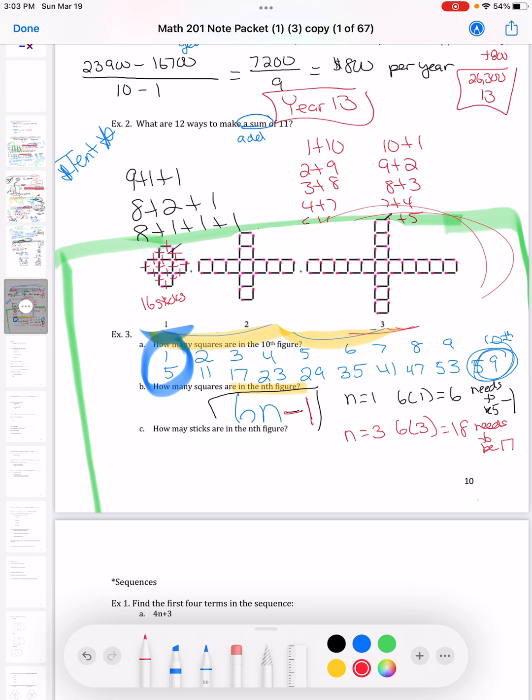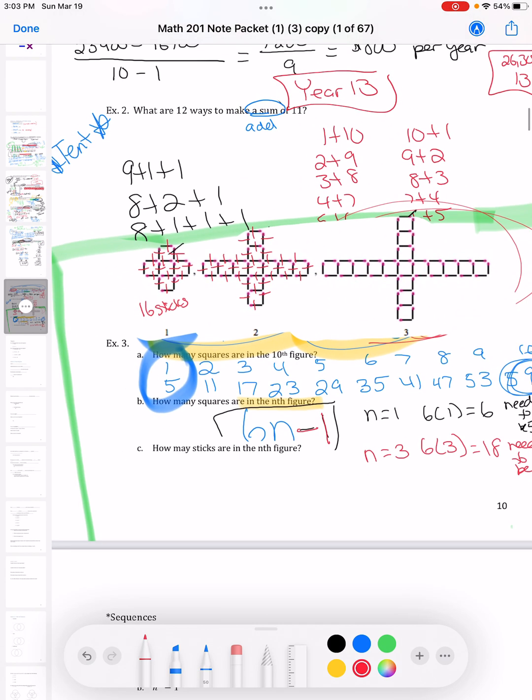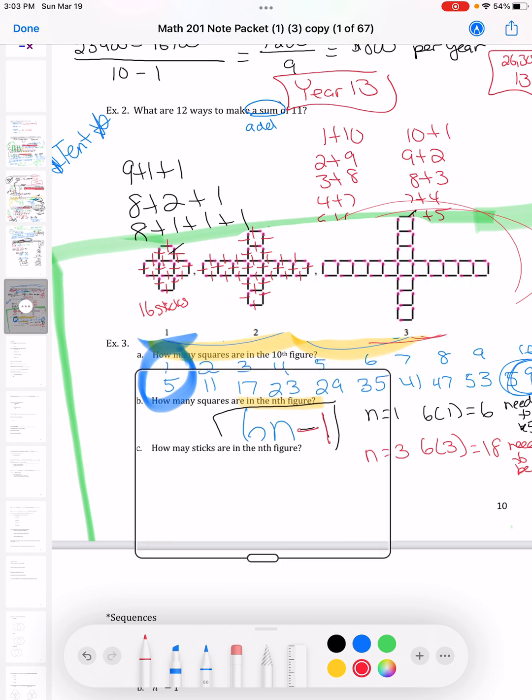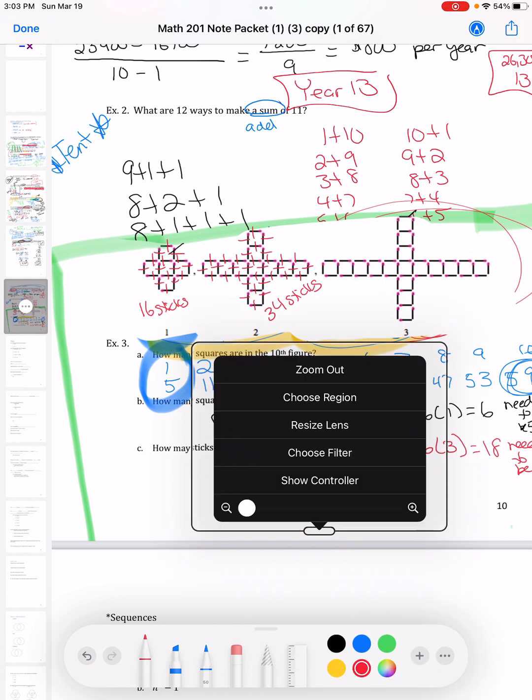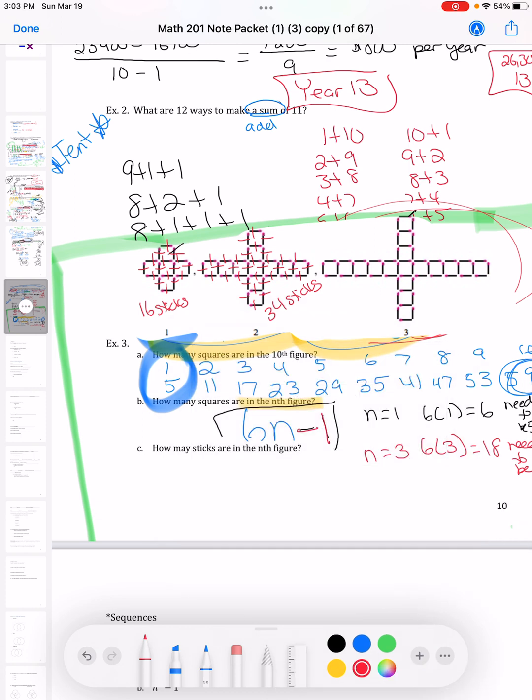Let's try for the next one. 1, 2, 3, up to 34. There are 34 sticks in this second one. If you want to do the third one, you can, but we can go ahead and work the problem without that.